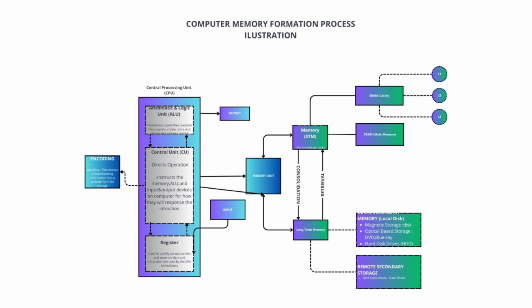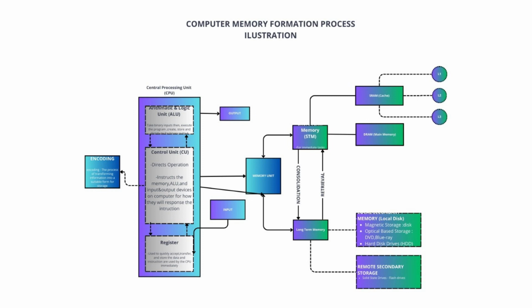Then it is forwarded or passed to the memory unit. It will be explained by Rabi. Okay, so in case the register cannot store the data anymore, it can forward it to the memory unit. The memory unit consists of two types of hardware, such as short-term memory and long-term memory.